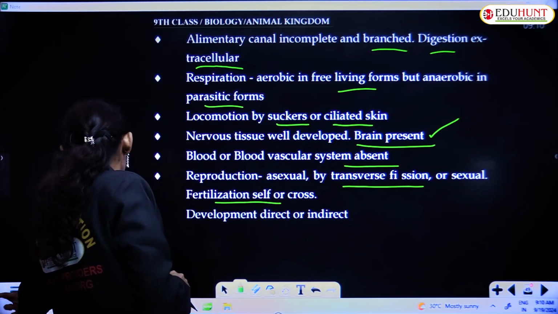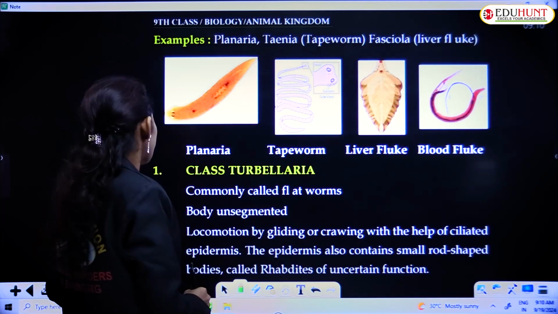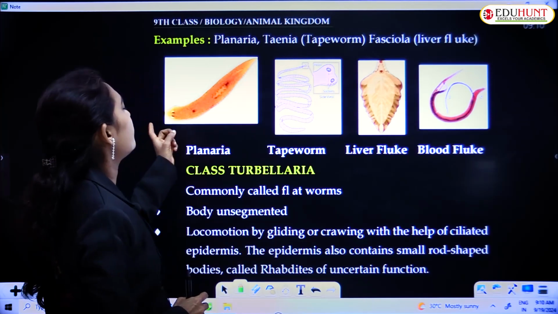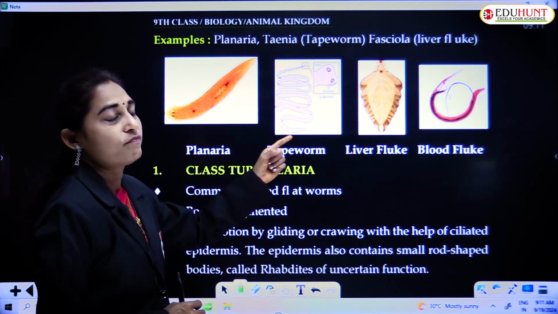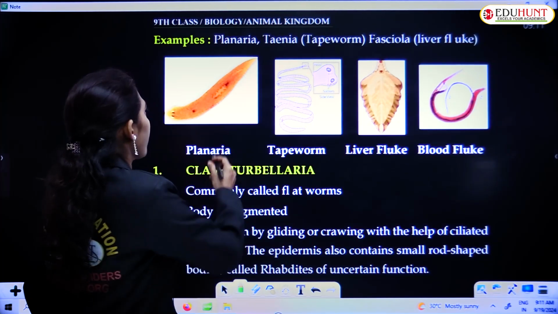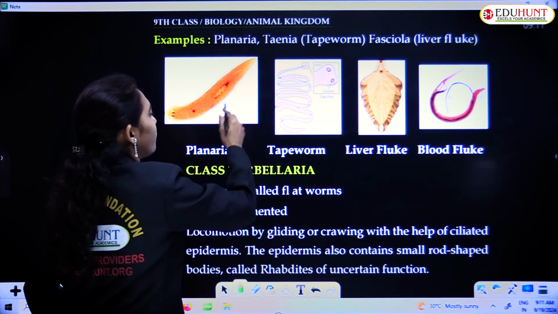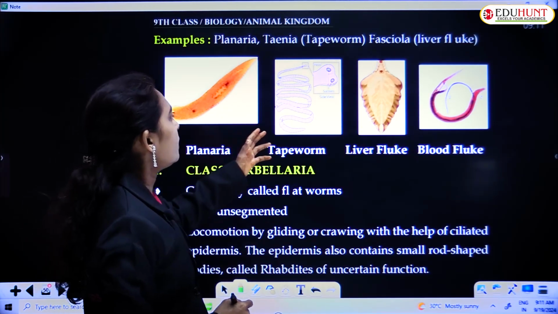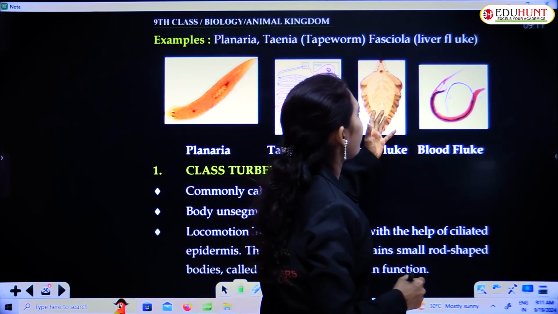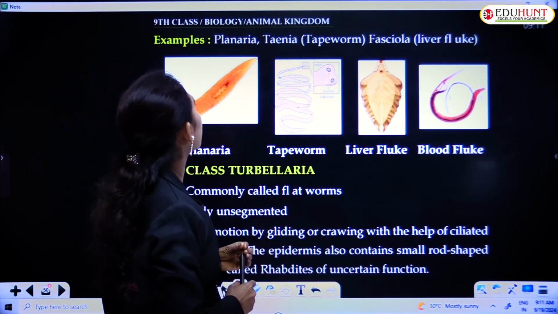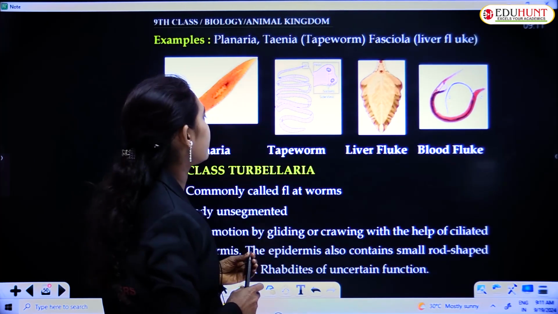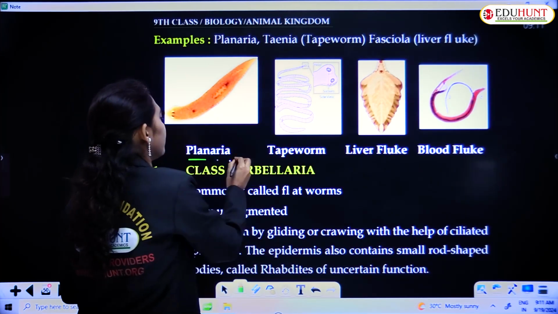In indirect development, a larva is produced during development. These are the various examples of the phylum. This is Platyhelminthes, a flatworm. It is Taenia solium. It is Fasciola hepatica, the liver fluke. These are planaria, Taenia and Fasciola.